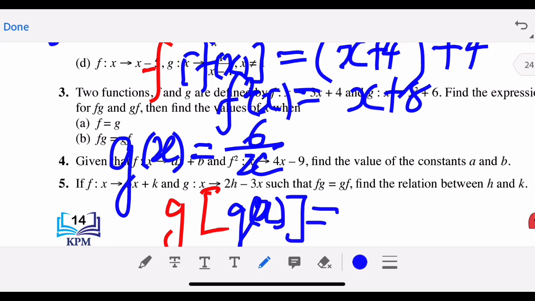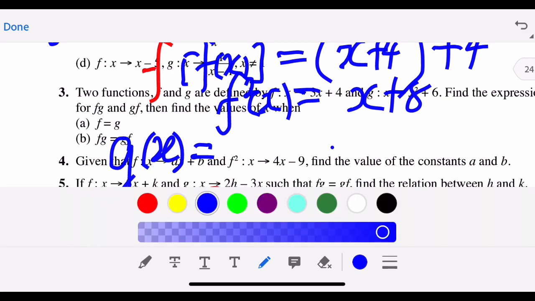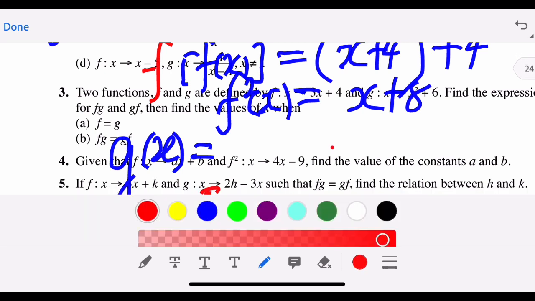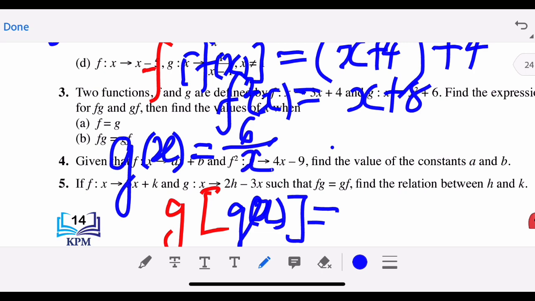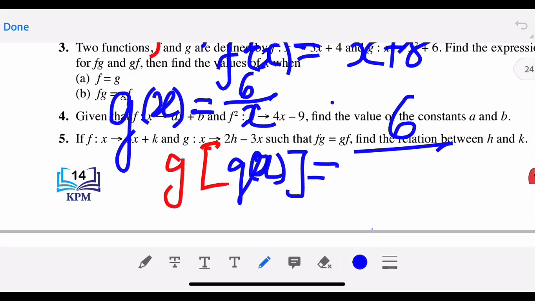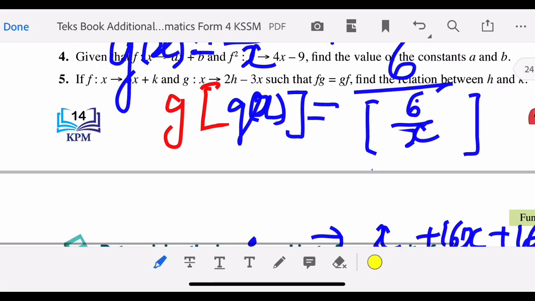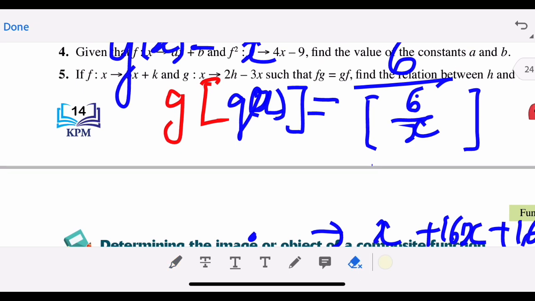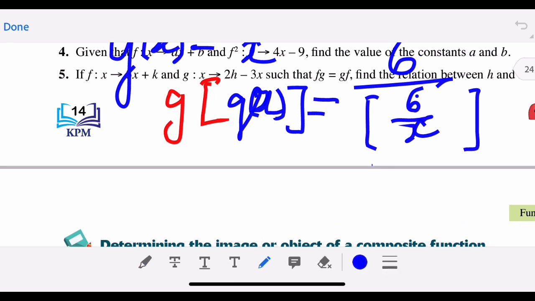If you have the eraser, you can just erase the object and replace it by gx. So I'm going to write 6 over, and the x I will substitute with the object gx, and the gx itself is 6 over x. Now how to solve this? Many of you are very confused when you come to fractions.